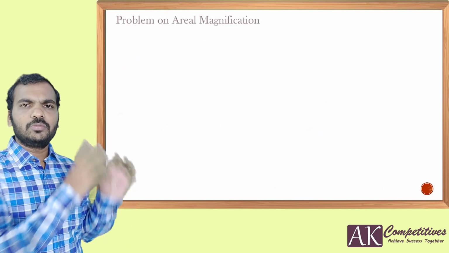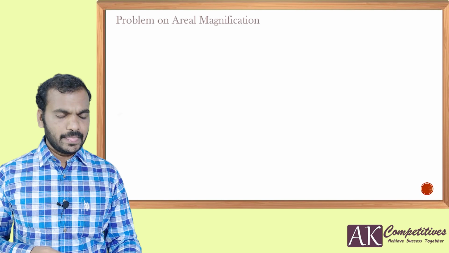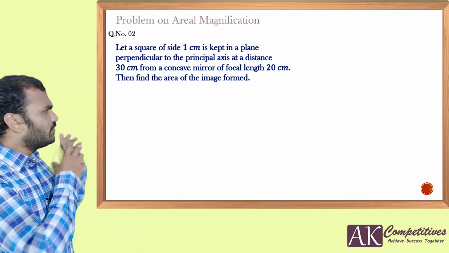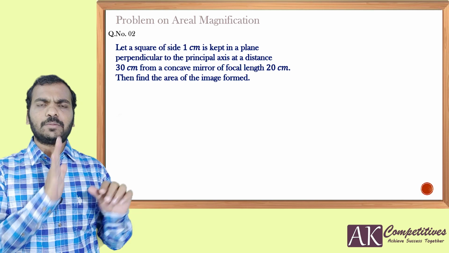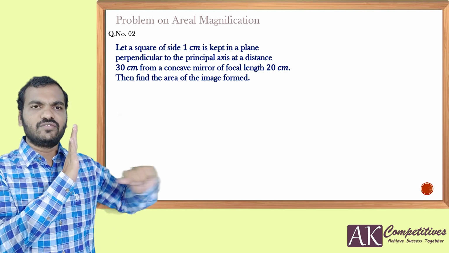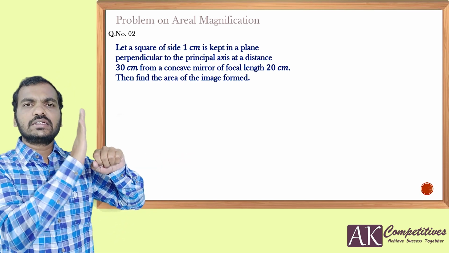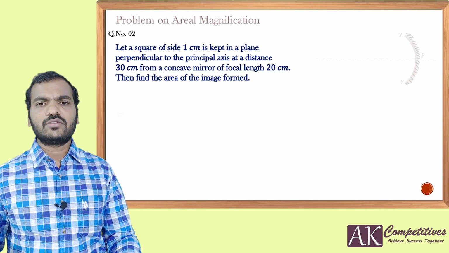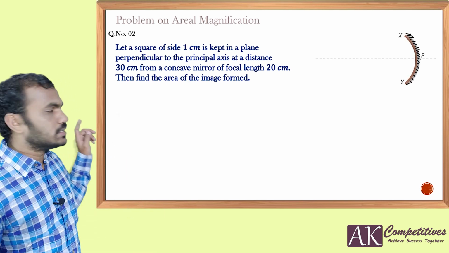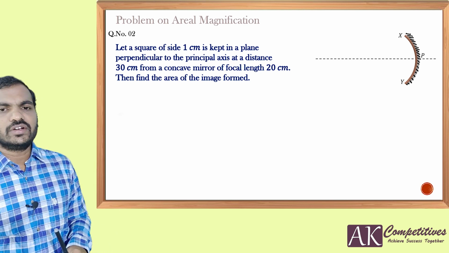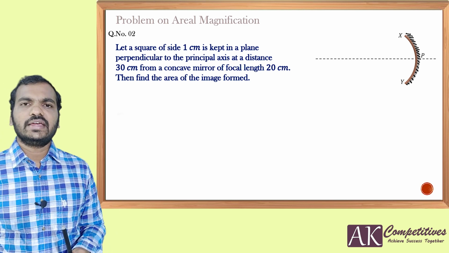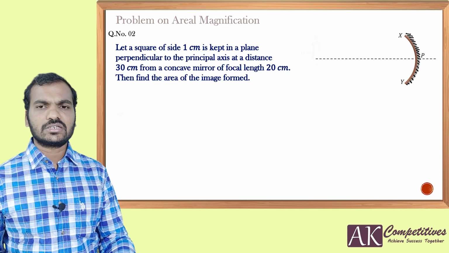Here it is going to be based on areal magnification. Now here, if I give you a question like this: there is a square of side 1 centimeter which is kept perpendicular to the principal axis. If this is the principal axis, then it is going to be perpendicular. It is kept at a distance of 30 centimeters from the mirror of focal length 20 centimeters. Then find the area of the image. That is the question they asked.